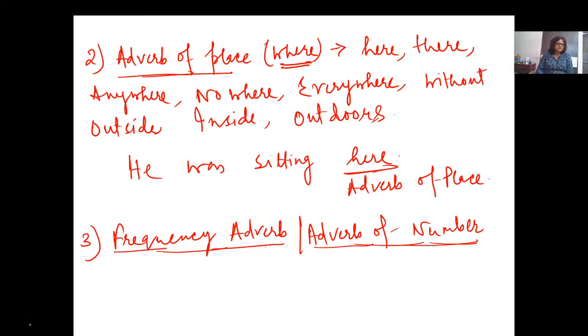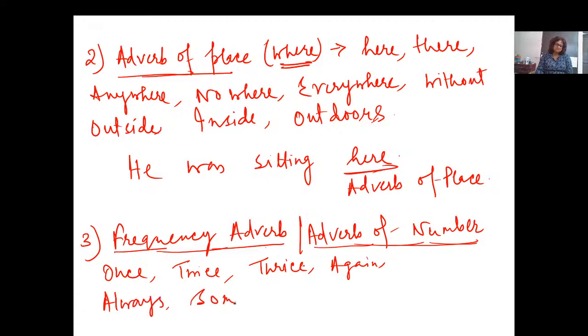Examples of adverbs of number are once, twice, thrice, again. Frequency adverbs are always, sometimes, usually, frequently, generally, soon, ever, never. These all are called frequency adverbs. And once, twice, thrice, firstly, secondly, thirdly, these all are adverbs of number.